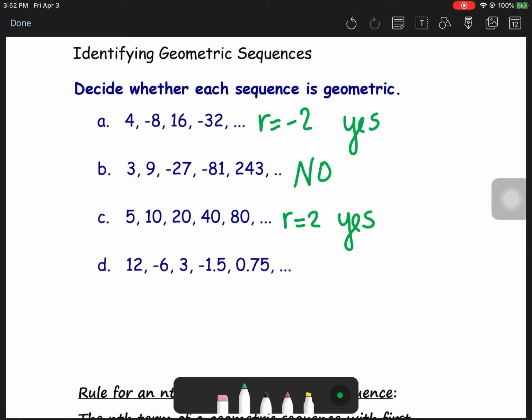And then on the next one, it looks like we're dividing each time, but when you divide, you are multiplying by a fraction, and it's taking half of each number each time, but also it's doing a negative. So 12, half of 12 is 6, but the negative is -6. Half of -6 is -3, but the negative of that is +3. So this one is a geometric sequence.